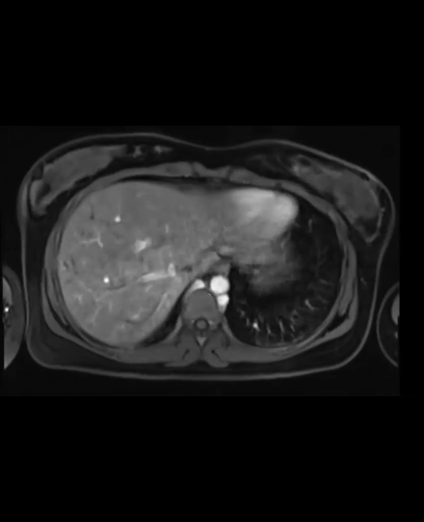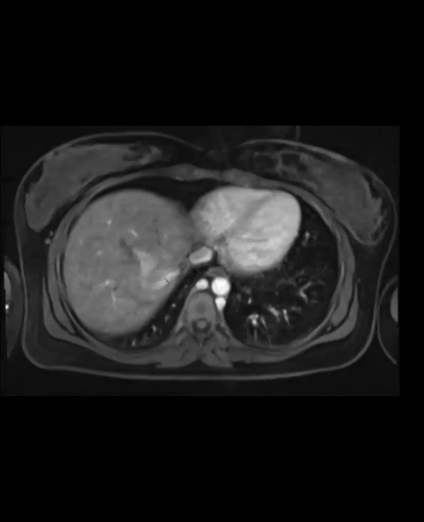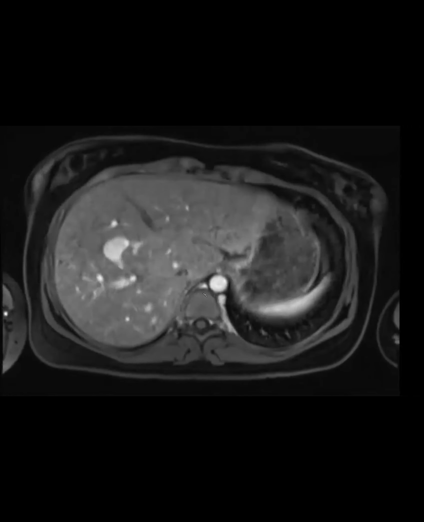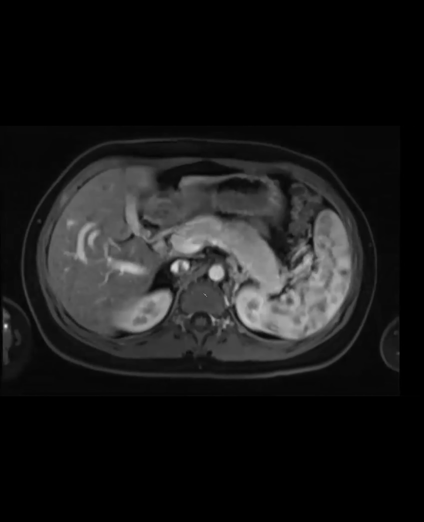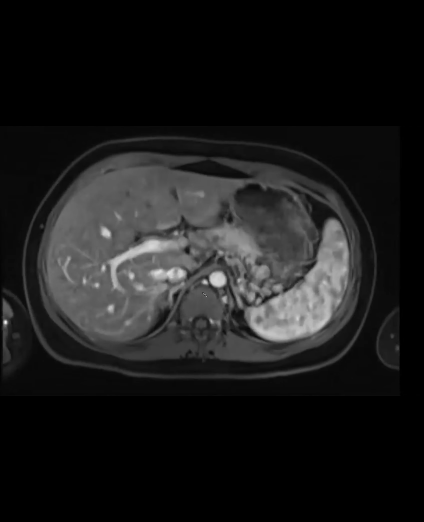Yeah, so this was a case of Budd-Chiari with intrahepatic collaterals. So I just thought this was a really pretty case of these intrahepatic collateral vessels. And it's almost like an auto TIPS.